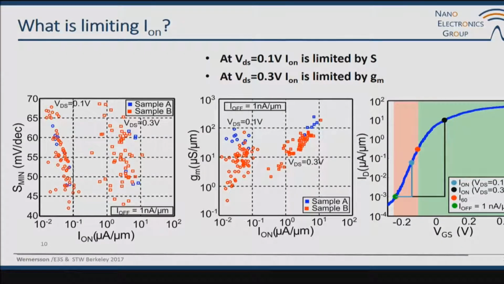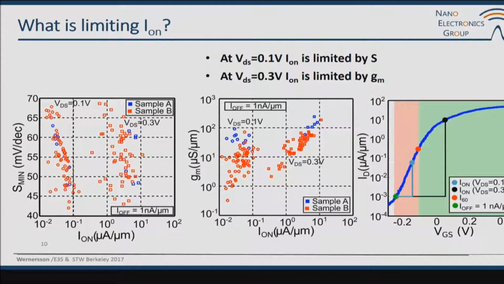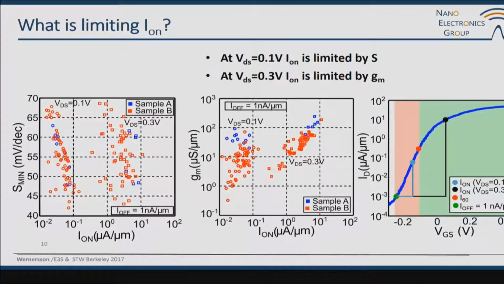Now this makes a lot of sense. If we operate our devices here as off state, we go up to 0.1. It's the slope, only the slope. We're not even above I60. And this is why the slope determines it. The moment we go to higher biases, the on state is actually the one that is determining the performance. So this is also an indication to optimize the performance of these devices. We should work on the on state. The gm is really, really important.